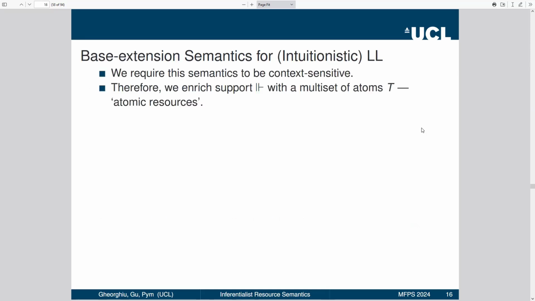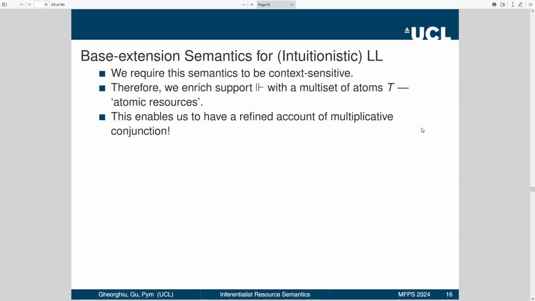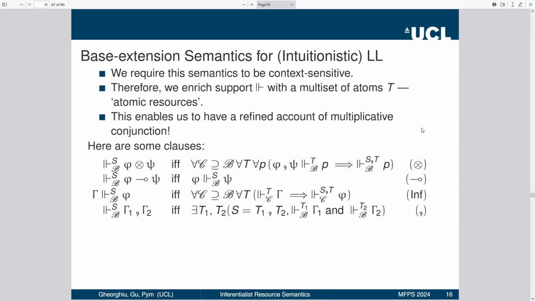So we can capture intuitionistic linear logic by adding to our support relation, this guy, the forcing relation, some multi-set of atoms, which we think of as resources. Of course, when we do actual modeling, that's exactly what it will be. And we can then define a multiplicative conjunction like this. So two of the clauses look very similar to the case for intuitionistic logic, the middle two clauses there. Nothing has really changed there, except now this T is added. So when I have a set of resources T for gamma, I add them to my current set S.